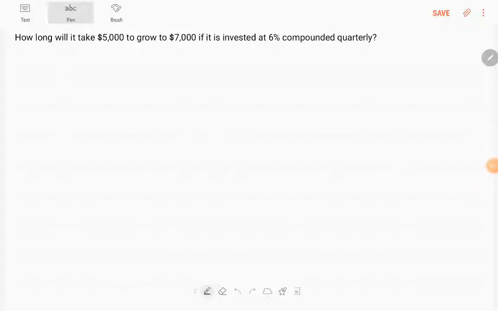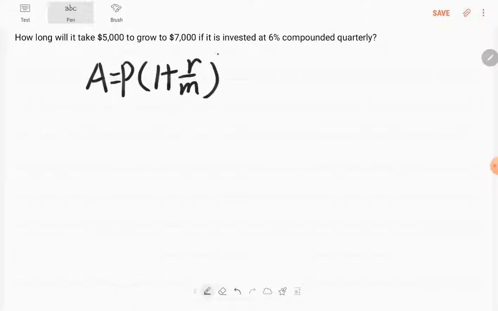Now let's look at this example. How long will it take $5,000 to grow to $7,000 if it is invested at 6% compounded quarterly? Okay, so this is compound interest, so we use this formula: A equals P times (1 plus R divided by M) to the M times T, right?